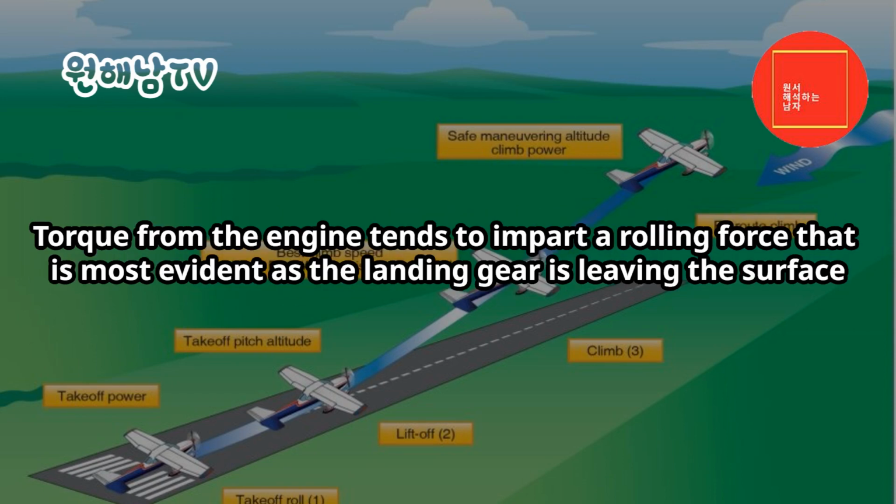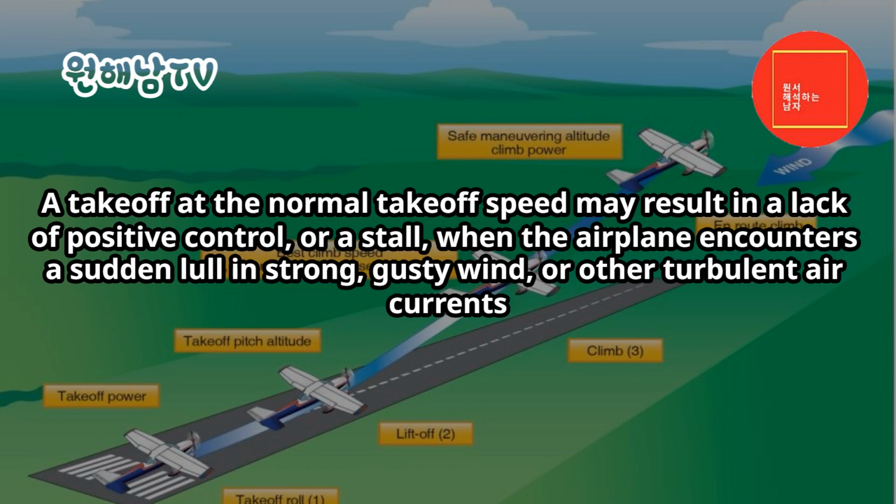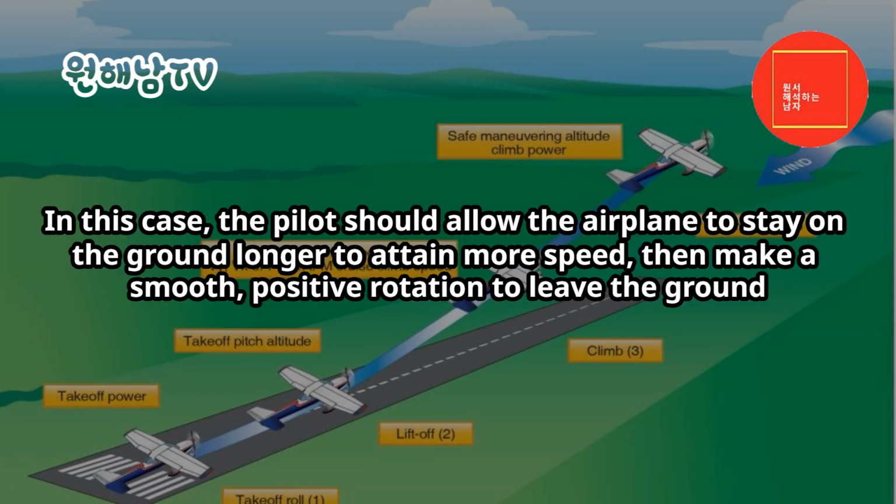Torque from the engine tends to impart a rolling force that is most evident as the landing gear is leaving the surface. During takeoffs in a strong, gusty wind, it is advisable that an extra margin of speed be obtained before the airplane is allowed to leave the ground. A takeoff at the normal takeoff speed may result in a lack of positive control, or a stall, when the airplane encounters a sudden lull in strong, gusty wind, or other turbulent air currents. In this case, the pilot should allow the airplane to stay on the ground longer to attain more speed, then make a smooth, positive rotation to leave the ground.